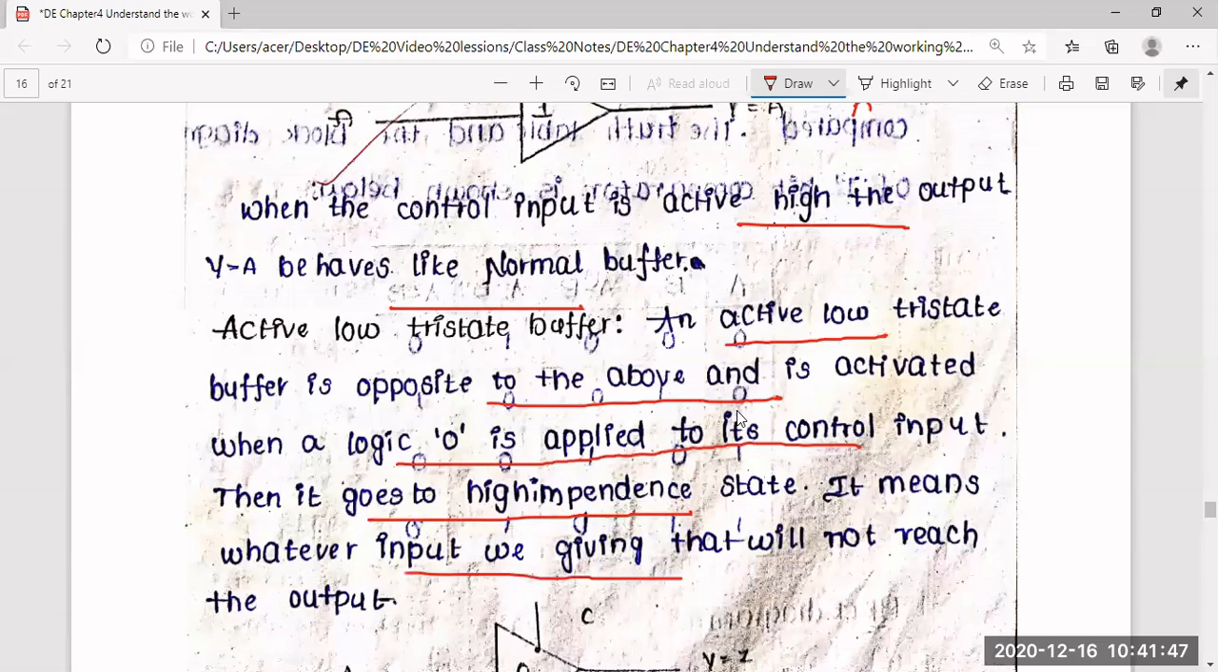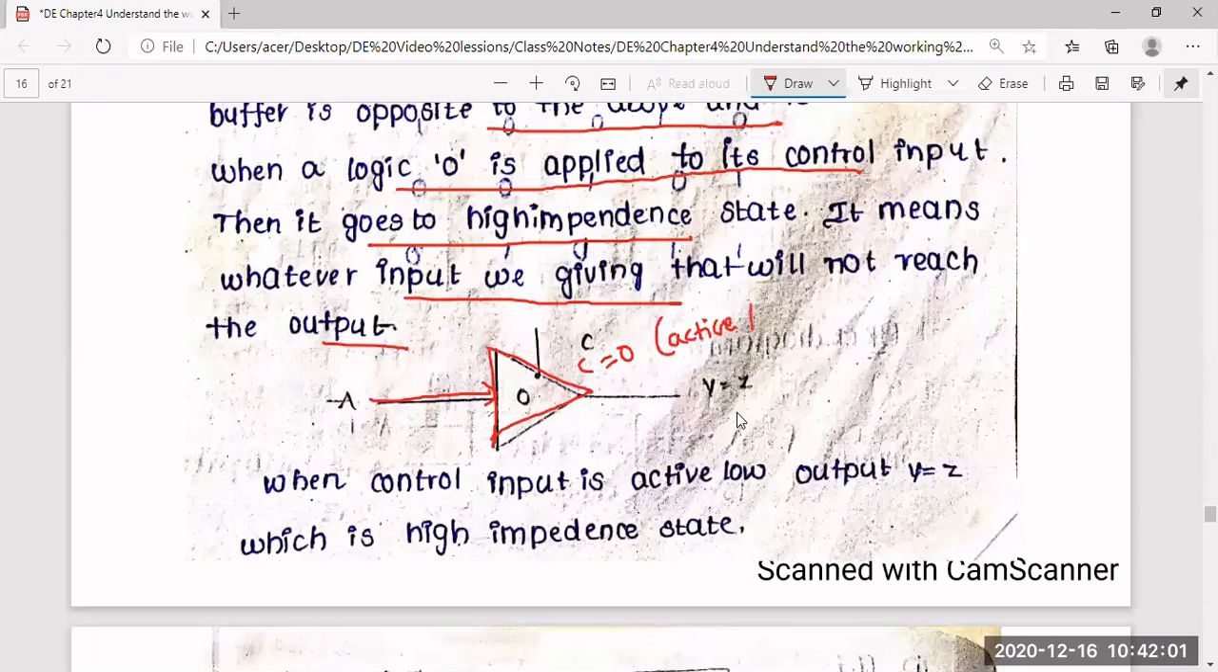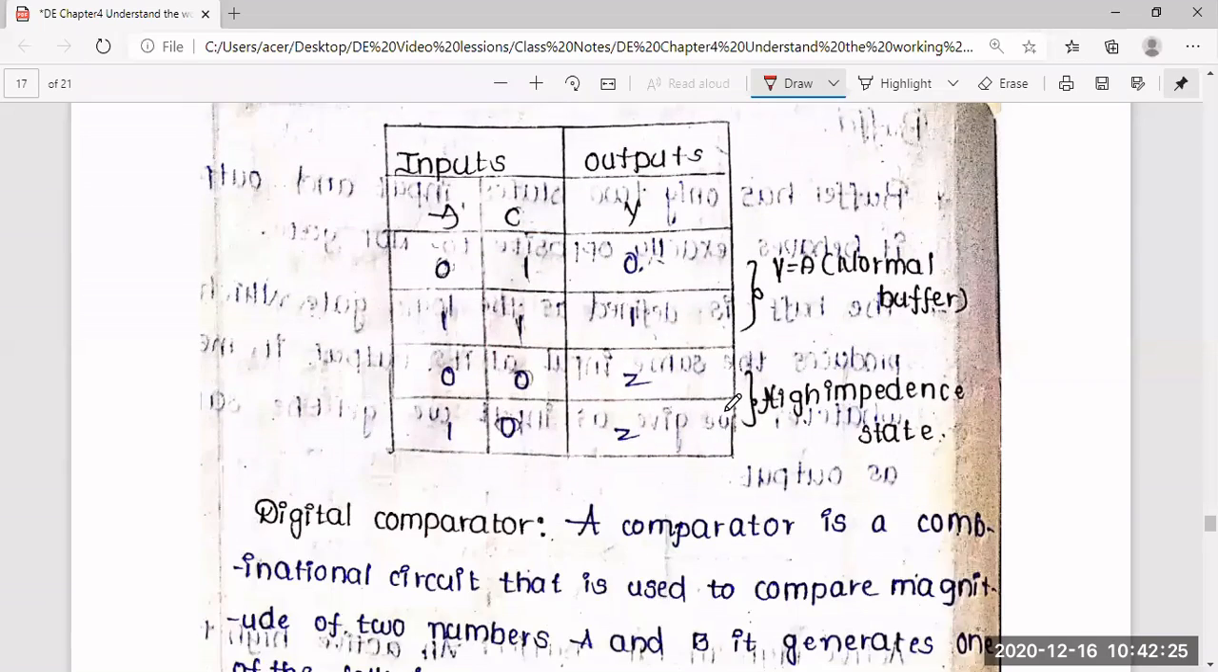It means whatever input we are giving will not reach the output. So if this control input C is 0, it is acting like an active low tri-state buffer. Whatever input I am giving is not passed to the output, so the output cannot be determined. That can be indicated by using Z, or high impedance state. So when the control input is active low, output Y equals Z, which is a high impedance state. All of it clear, right?